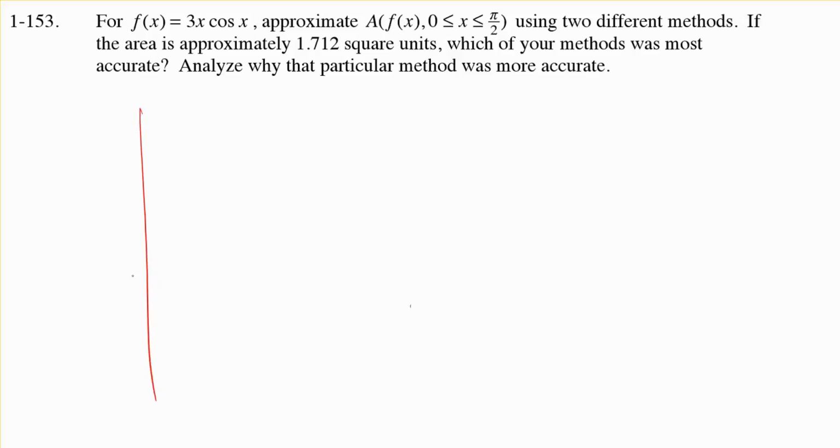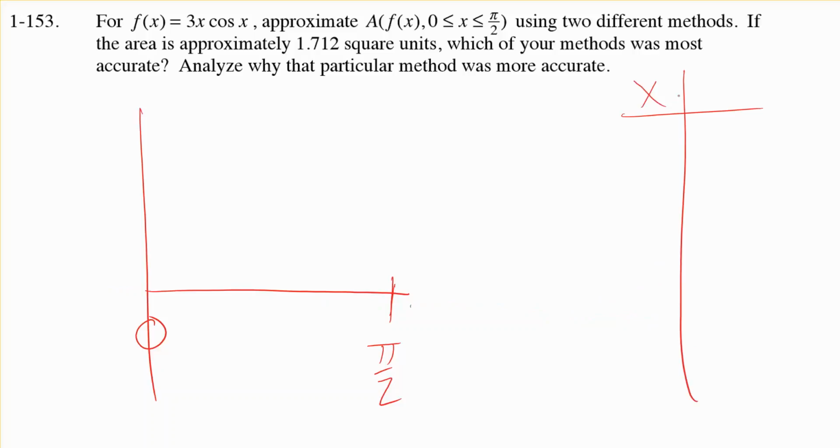So 0 to, let's say pi over 2 is there. So I guess we don't need this out here. I think for what we're going to do, understanding a couple of things would probably be a good idea. One, what happens at 0 and pi over 2?